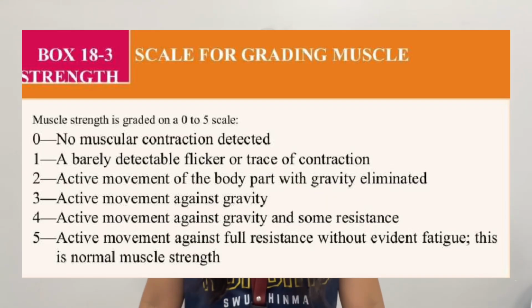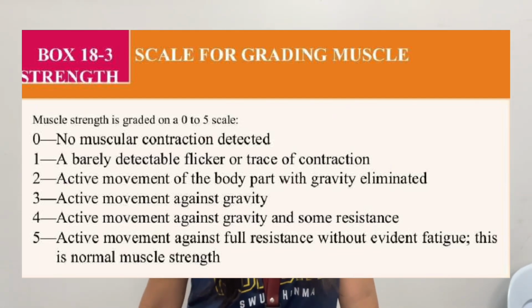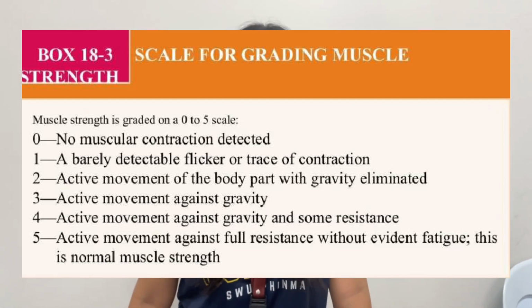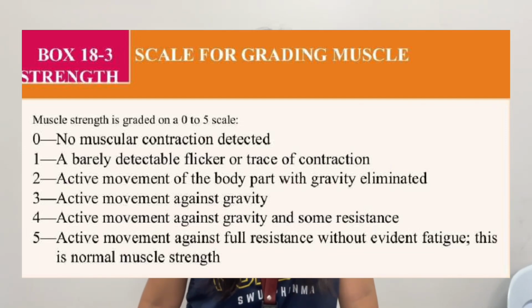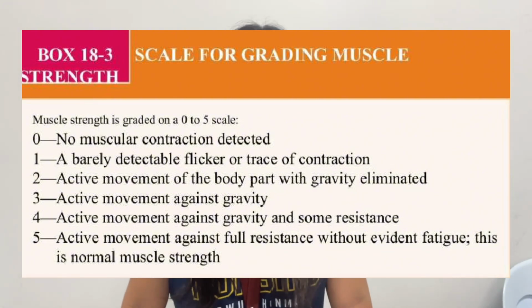Scale for grading muscle strength. 0 for no muscular contraction detected, 1 for barely detectable flicker or trace of contraction, 2 for an active movement of the body part with gravity eliminated, 3 for an active movement against gravity, 4 for an active movement against gravity and some resistance, and 5 for an active movement against full resistance without evident fatigue. This is normal muscle strength.